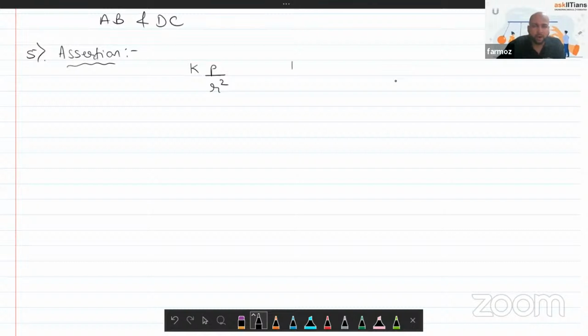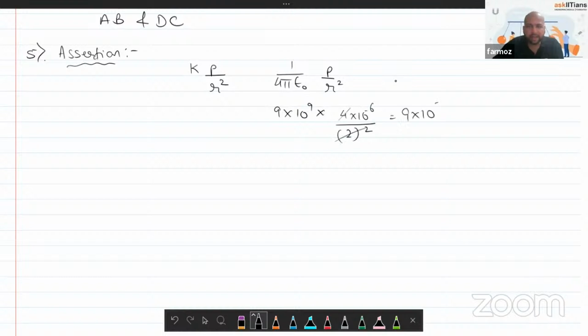Okay, or you can go with 1 upon 4 pi epsilon naught p by r square. Obviously, on the equator, the potential is 0. So if you're trying to solve this particular equation, I can go with the formula 9 into 10 raised to 9 into... Now, they have given the dipole is 4 into 10 raised to minus 6. Okay, upon r is how much? 2 meters. So 2 square. So technically this term and this term get cancelled and your answer is 9 into 10 raised to 3.